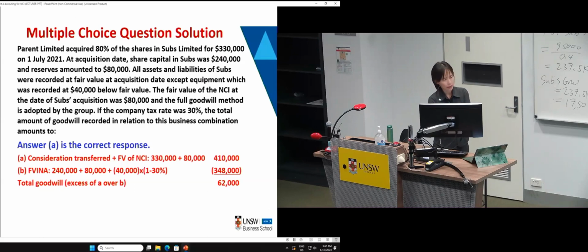Okay. So it all depends on the requirements, right? Here we only ask for the total goodwill, so the answer would be 62,000. If the question asks for the goodwill acquired by the parent, then it is 330,000 minus 80% of 348,000. If the question asks for the NCI goodwill, then it is total goodwill minus the goodwill purchased by the parent, and you can get the NCI share of the goodwill. Now, any question from this practice, let me know.